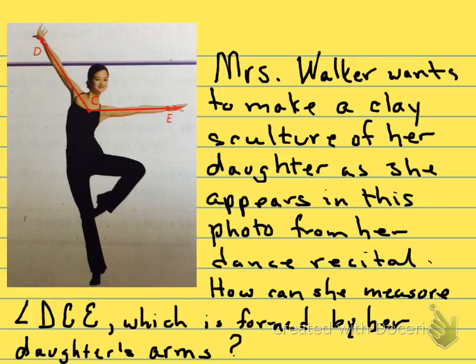Please take a moment to look at the photograph and see where you see the ray CD and the ray CE, where they come together and they form this wonderful angle. Well, we're going to use a tool called a protractor today to help us measure the size of this angle. So let's go ahead and get started.